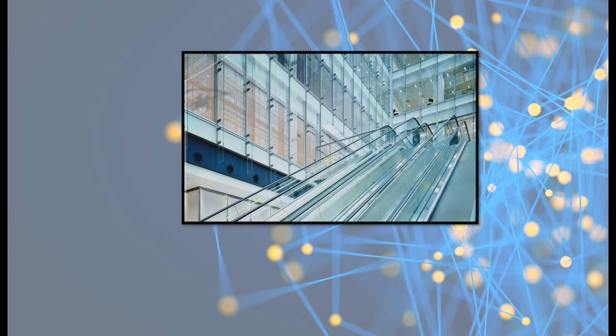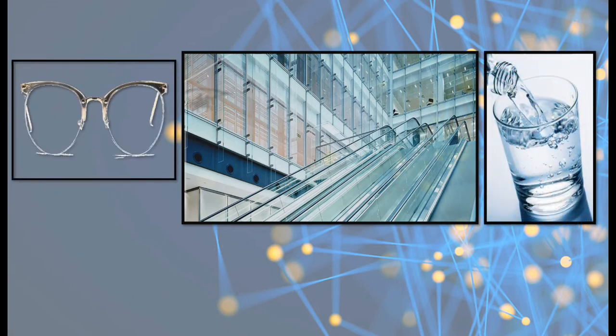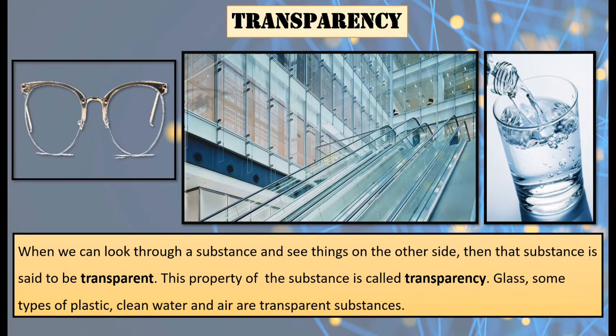Why? Because the walls are made up of glass, and you can see through it. In the same way, if you're wearing spectacles, you must have noticed that you can see through a substance on the other side. Even with spectacles over our eyes, we can see what is in front of us comfortably. Now that type of substance is said to be transparent.